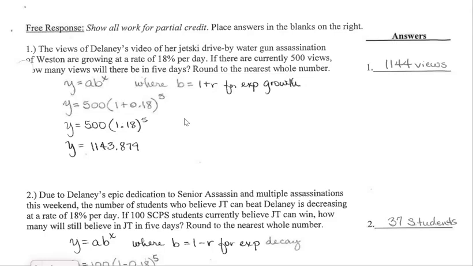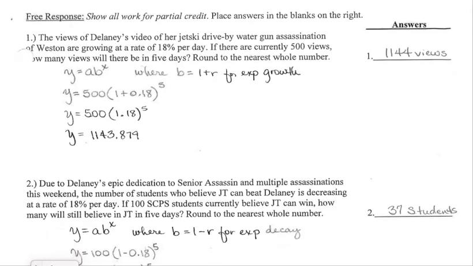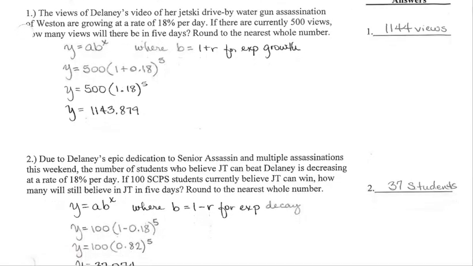So on your formula sheet, you have exponential growth and decay. So growth, of course, is when it's getting bigger. Decay is when it's getting smaller. So the formula is the same, a times b to the x. B is going to be 1 plus the rate of growth if it's growing, and it's going to be 1 minus the rate of decay if it is decreasing or decaying.